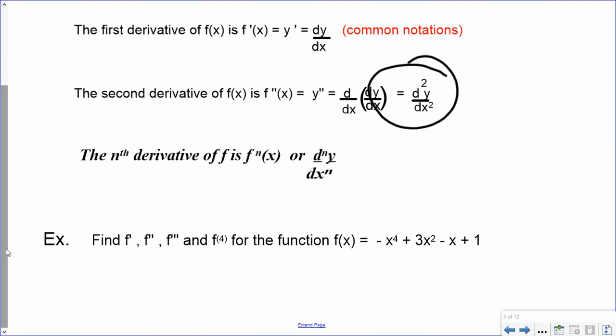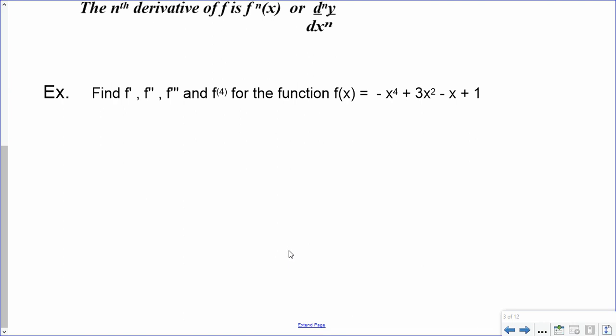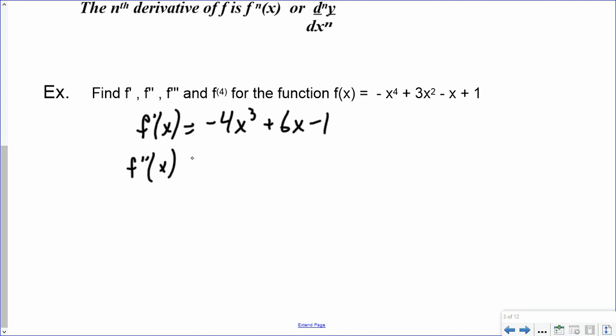So just as we think we know this, it's pretty easy. If I have a function and I want to find the derivative of the function, I just do it like I normally do. We did this a couple weeks ago. We should still be okay with it. You guys have done it quite a bit. I think I've done it correctly here. So f prime would be negative 4x to the power 3 plus 6x minus 1. F double prime, or the second derivative, would be negative 12x squared plus 6.